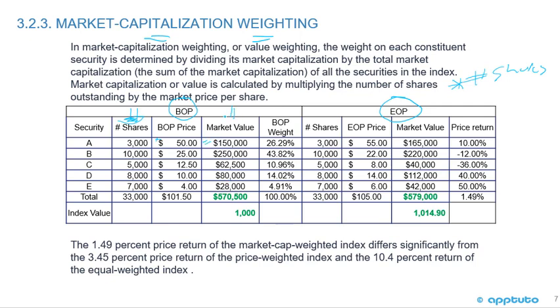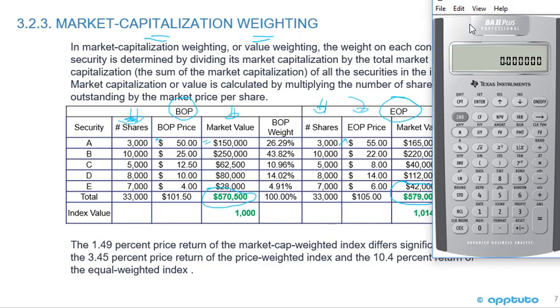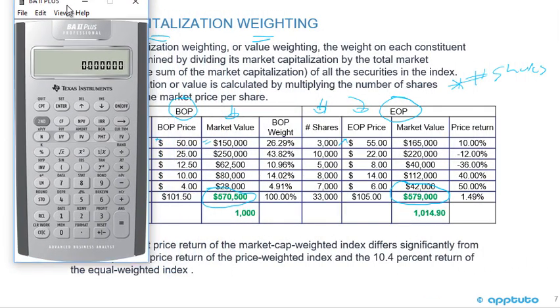So we would add up our beginning values, and we can see we're at $570,500, okay? So the number of shares is not changing, and we have our ending period prices. So we'd multiply the number of shares times the ending period price, and we would get our ending period market capitalization. So then just bringing up the calculator again, I'll just move it here to the left-hand side.